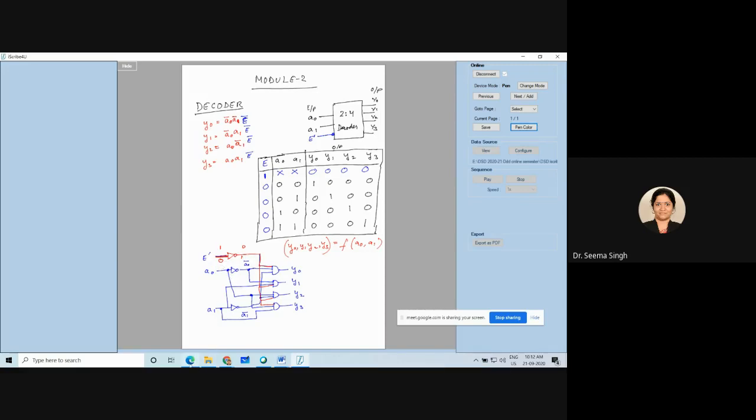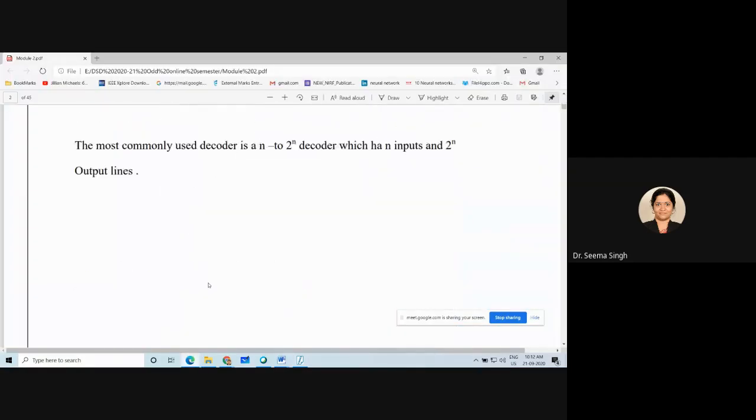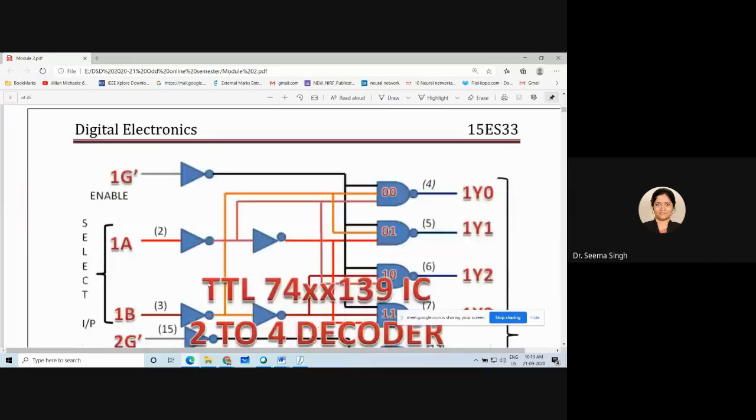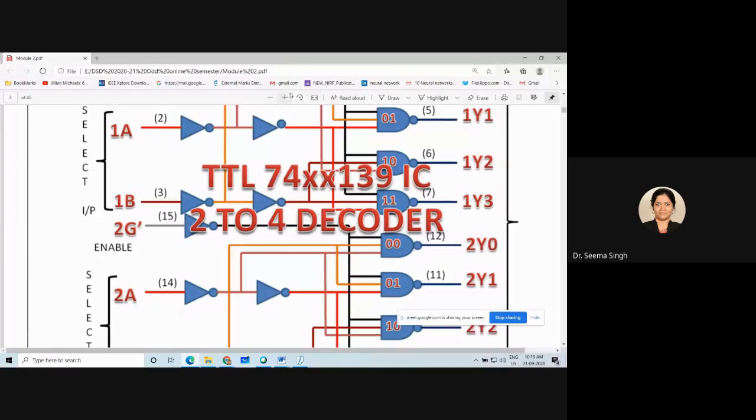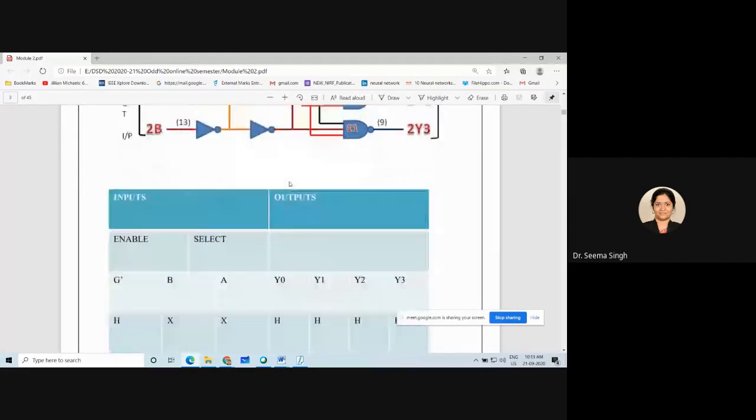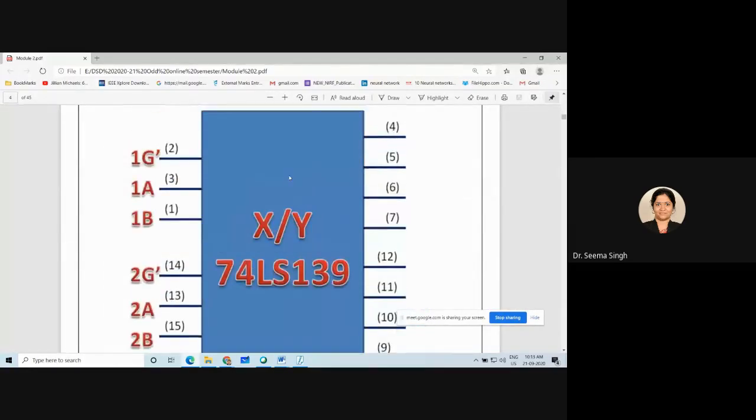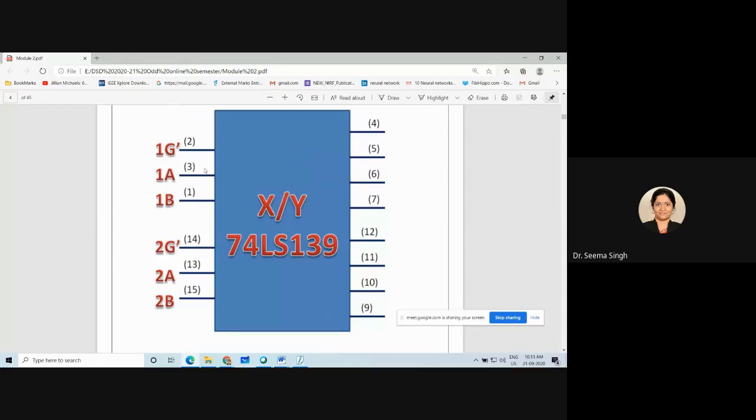Now I want you people to see another, more complicated decoder. All of you write this IC name: 74139, dual 2:4 decoder. Why do I say dual 2:4 decoder? Because in this IC there are two 2:4 decoders. Now you need to make a block diagram of this quickly. Make the block diagram of 74139, which is a dual 2:4 decoder.